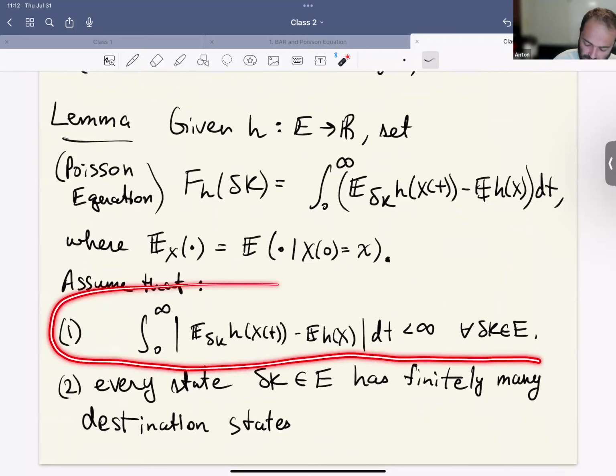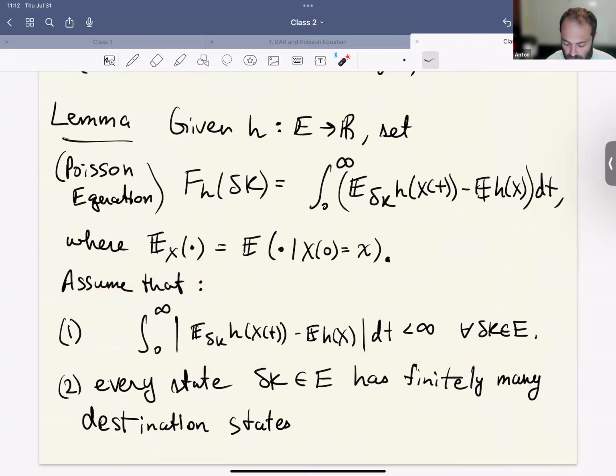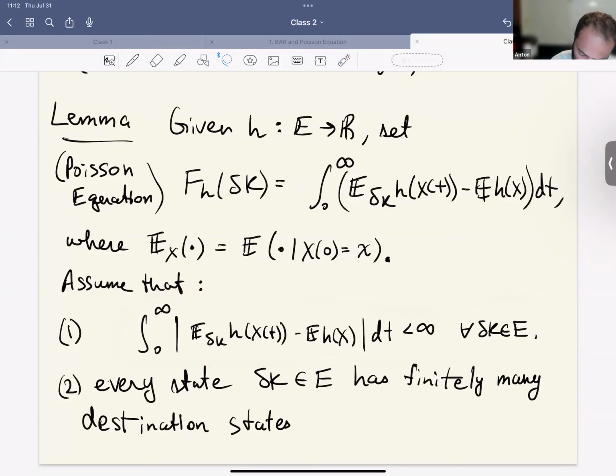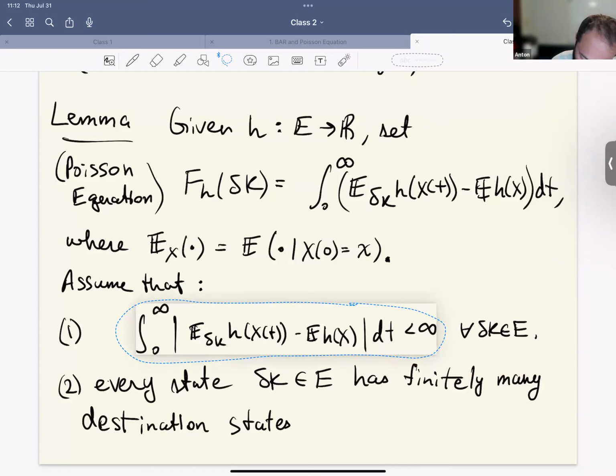You might ask about condition number one, and how do I verify it? It's extremely important, but in practice it isn't usually the bottleneck. Maybe you need to think about it a little bit, but it's not a huge bottleneck. Suppose that the state space of the Markov chain is countable and finite. Then in a finite state space setting, this is always satisfied. Why? Let me bring it to the next page.